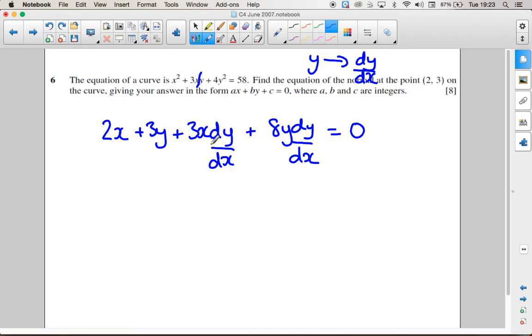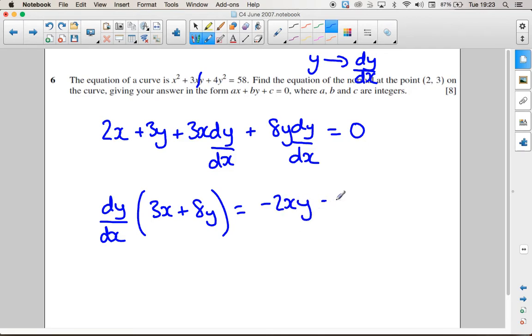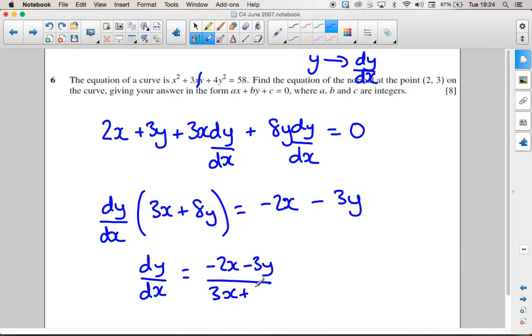So now we've got dy by dx, but we've got it in two places. We need to get it down to being in one place. So I'm going to factorise a dy by dx out of these two terms here. So we've got a 3x plus 8y here. I'm going to move these two terms without a dy by dx onto the other side. That should just be 2x. So I've got 2x, take away 3y on the right hand side, and therefore dy by dx is going to be minus 2x minus 3y over 3x plus 8y.